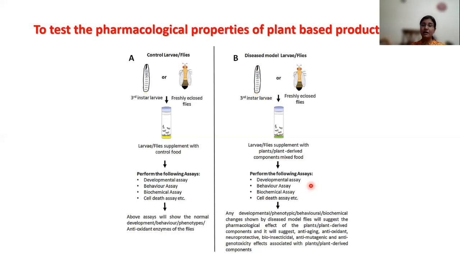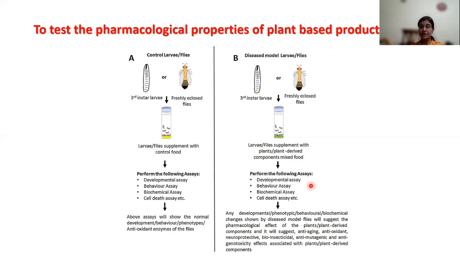Now, lastly, the cell death assays can also be done in this model organism. Excessive cell death is one of the key features associated with different neurological disorders in humans. Drosophila have a conserved cell death signaling pathway, which is very similar to humans. That is why Drosophila is used as a model organism to study apoptosis and its related genes.